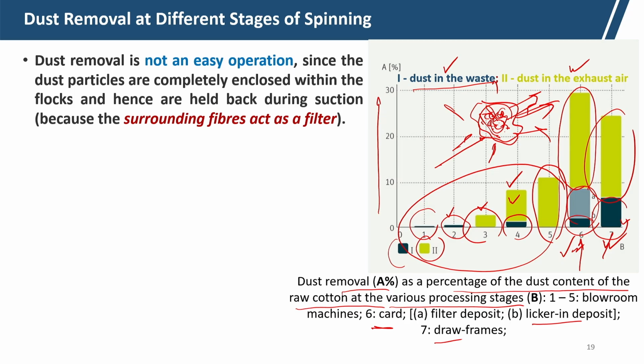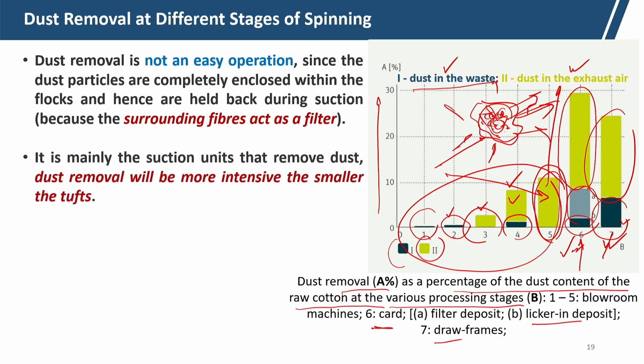So, what do we have to do? We have to open it gradually. If we open, then only the fine dust particles go to the exhaust fan. When the dust particle is going to the exhaust fan, it means opening is there, which is the ideal case. So, it is mainly the suction unit that removes the dust, but whatever comes in the waste is a heavy dust, which is shown by the dark blue color.